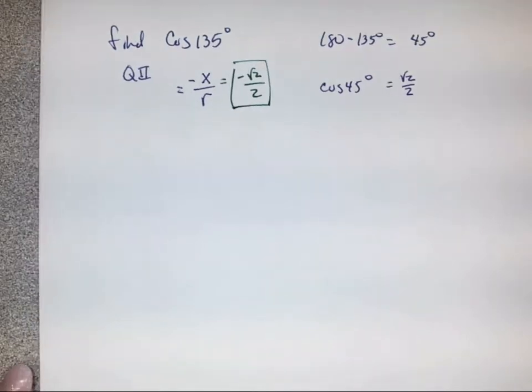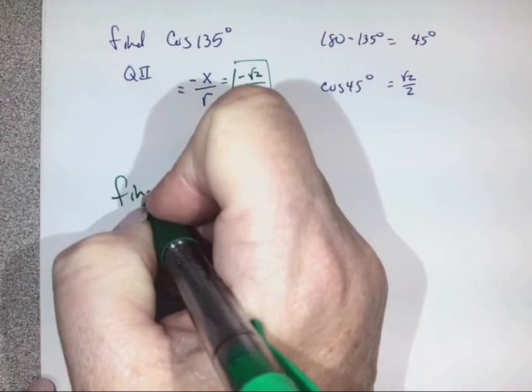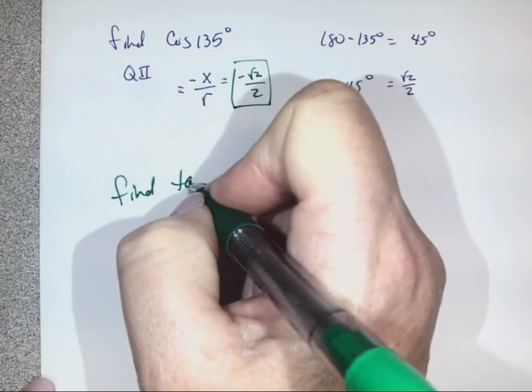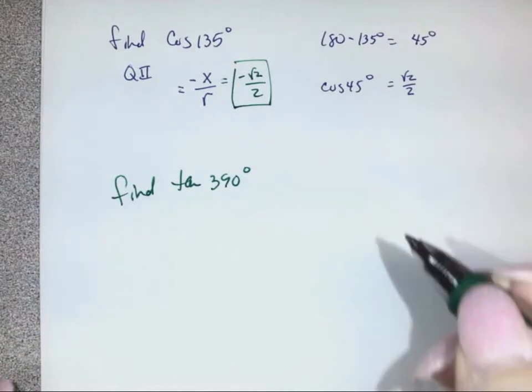All right, let's go find another one. Let's find the tangent of 390 degrees.